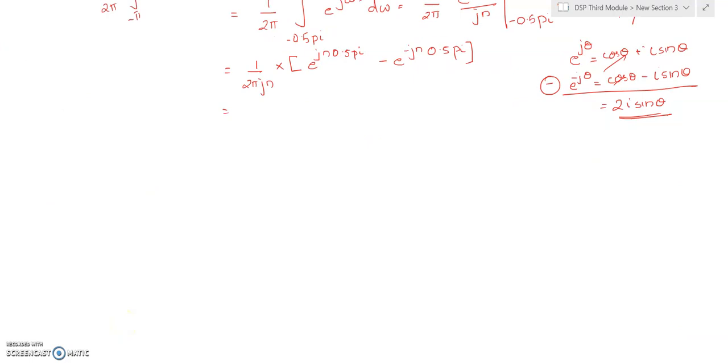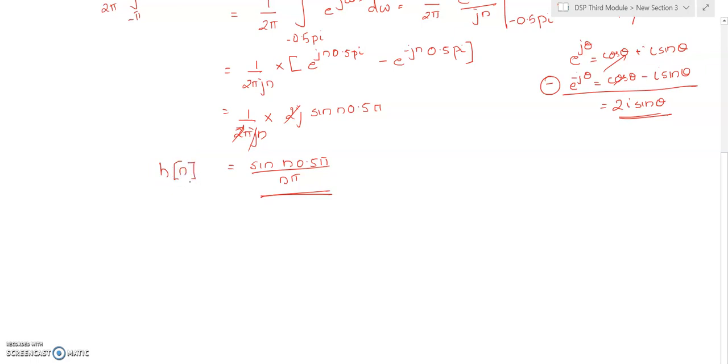As we move on, when we try to solve this particular problem, we get it as 1 by 2 pi jn into 2j sin n 0.5 pi. This can be reduced as this 2j and this 2j will get cancelled. So it becomes sin n 0.5 pi by n pi. This is a general equation for h of n.